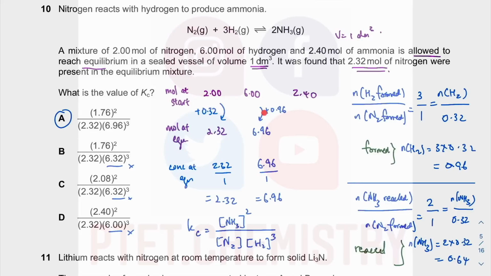When you form it, you add it. When you react something, you take it away, because you have less of it as it has reacted. So this is one thing that a lot of students couldn't get. And of course 1.76 divided by 1 because it's 1 dm cube given in the question. So this is mole per dm cube, which you can then sub in 1.76 squared. Even without doing this step, you could have seen this as the only possible answer because this is the only one that gives you 6.96 there.